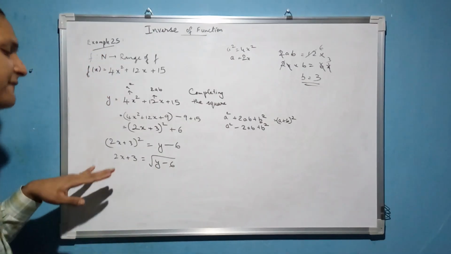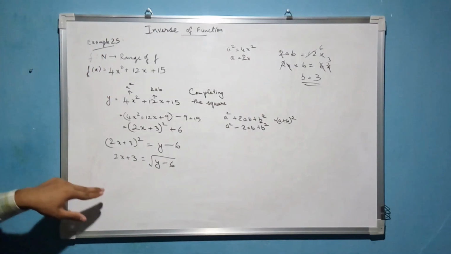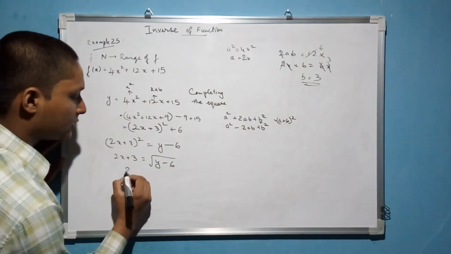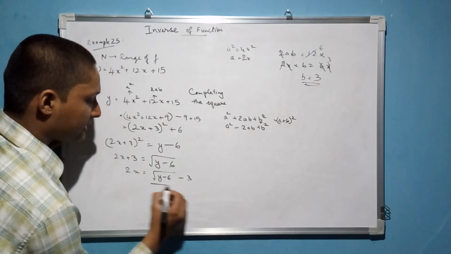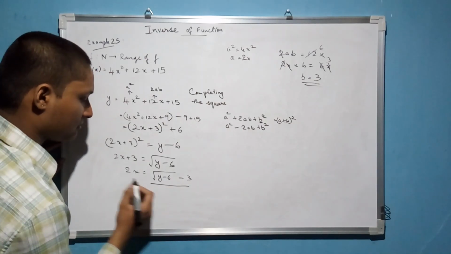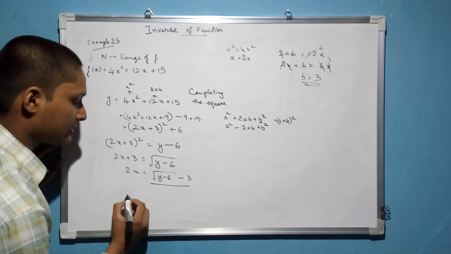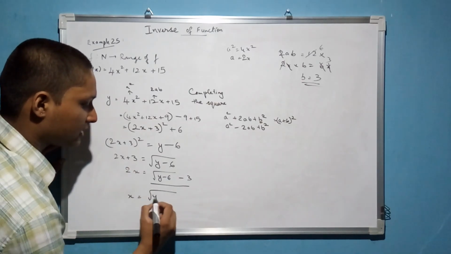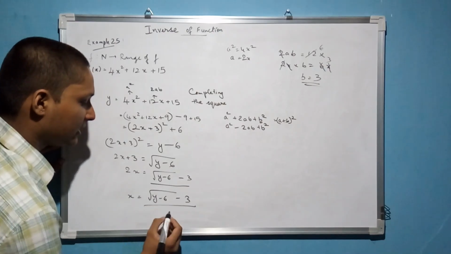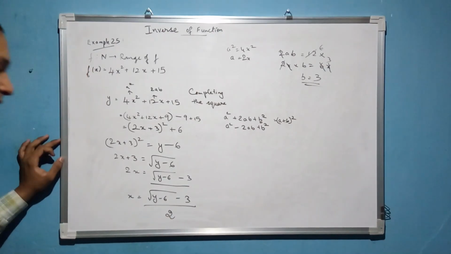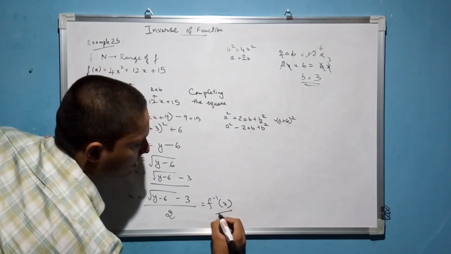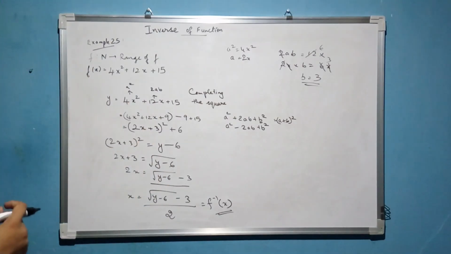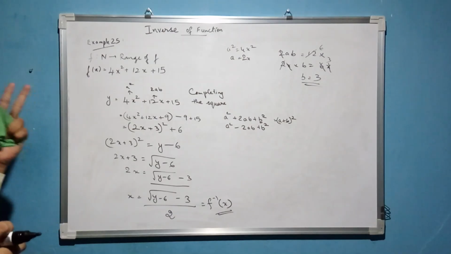So now just simplify, you have a linear expression in terms of x. So you have 2x is equal to root of y minus 6 minus 3, divided by, okay, if I bring this 2 next here, it comes to be root of y minus 6 minus 3 divided by 2. This is the function, or let me name this as f inverse of x. Just if you find this f inverse of x, it's not enough. You need to prove that this is the inverse of the given function.